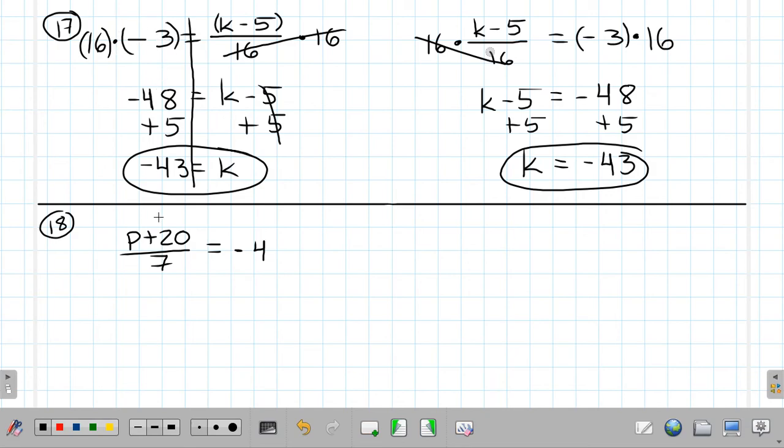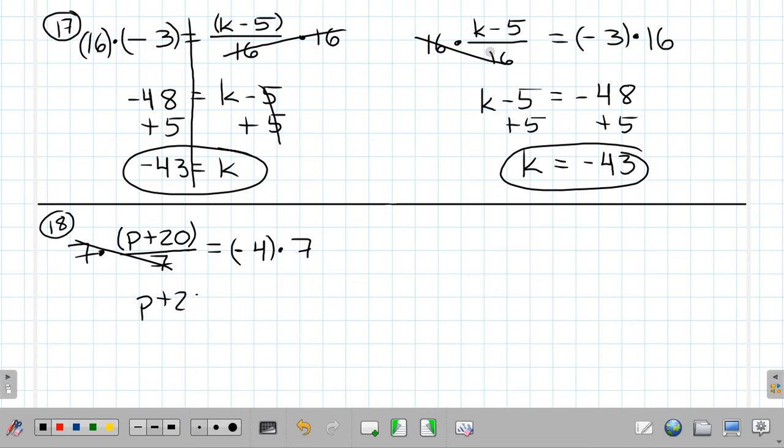And then the last one here, p plus 20 over 7. Once again, the fraction bar kind of acts as a grouping symbol. It takes that p plus 20 and groups it together, so you can put parentheses around it. In this case, that tells you you would do plus 20 first, then divide by 7. So that means we have to multiply times 7. So the whole point here, those go away.